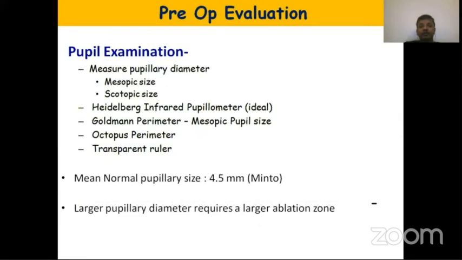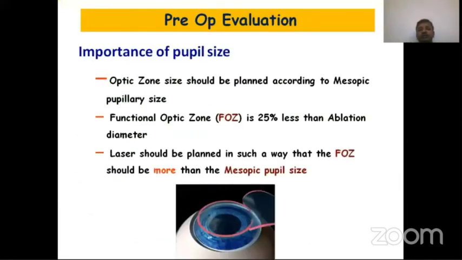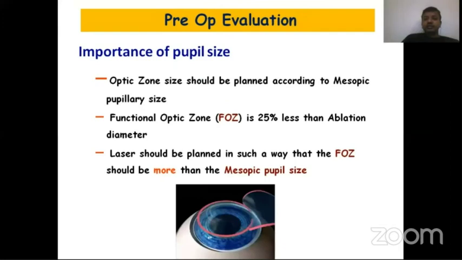And pupil size. Ideally, I consider a mesopic pupil size of 4.5. Why is it so important? The optical zone which we plan during surgery should be planned according to the mesopic pupil size, because the functional optic zone is usually about 25% less than the ablation diameter. So the laser should be planned in such a way that the FOZ is more than the mesopic pupil size.